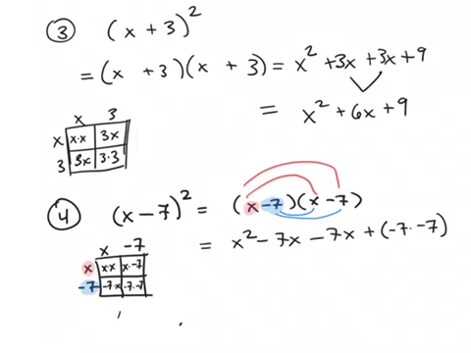Now let's work with our signs and be very careful about our multiplication. x squared at the front. In the middle, we have a negative 7x and another negative 7x. That's a total of 14 negative x's, so minus 14x. And here we have negative 7 times negative 7. 7 times 7 is 49, and a negative times a negative is a positive.